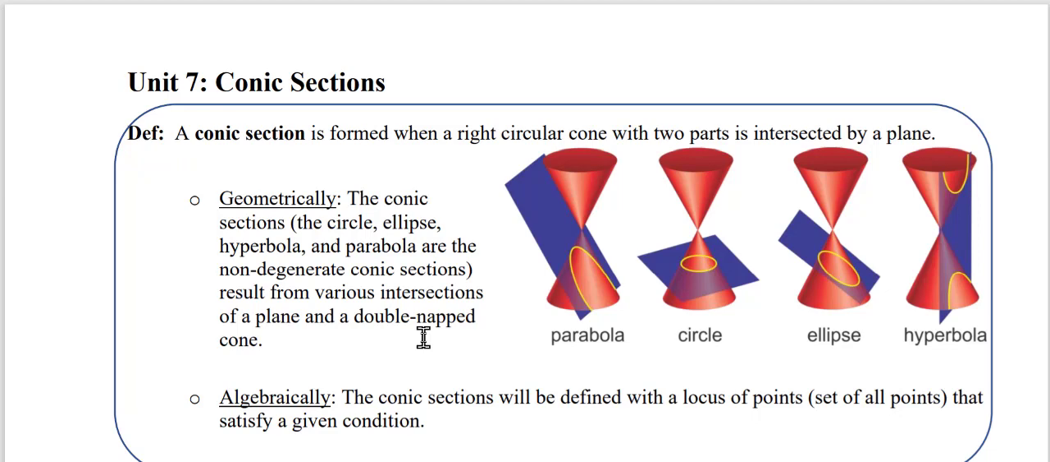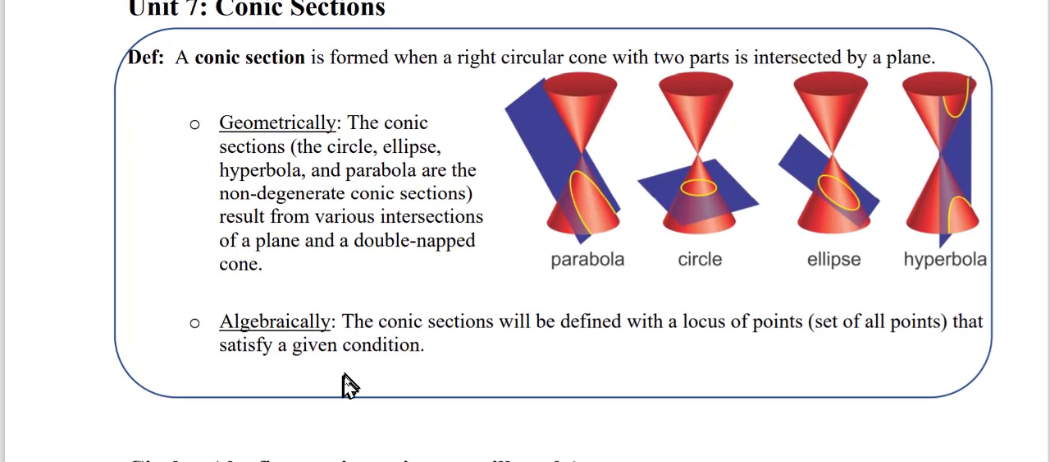Geometrically, these conic sections result from these intersections of the plane and what we call a double napped cone. Algebraically, conic sections are going to be defined with a locus of points. That's a fancy mathematical term for the set of all points that satisfy a given condition. We will talk about algebraically what these are as we study each of the different conic sections.